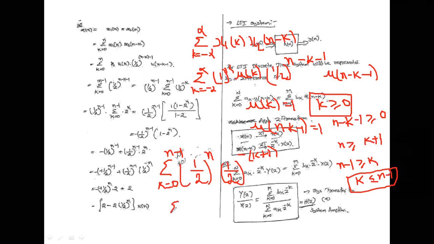That is equal to the sum of k equal to 0 to n minus 1. (1/2) whole power n is a common term here. And here we have (1/2) whole power minus k. So I am writing this function as (1/2) whole power minus 1 whole power k, and (1/2) whole power minus 1.